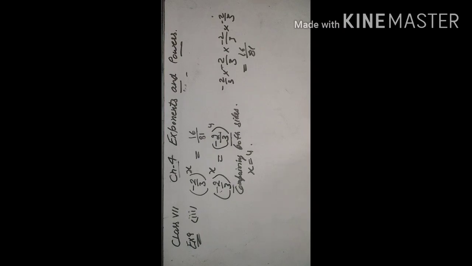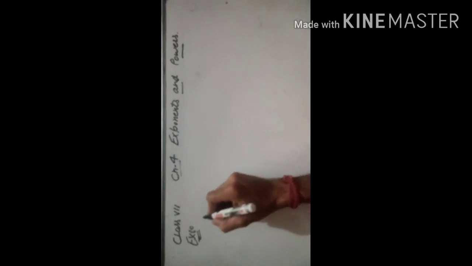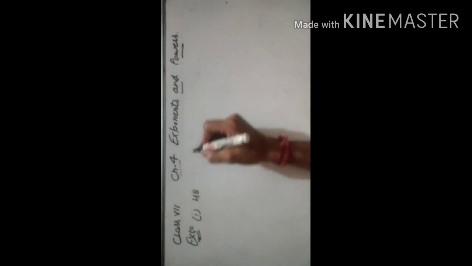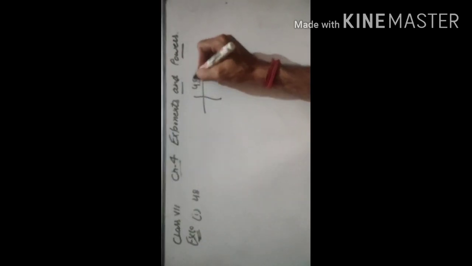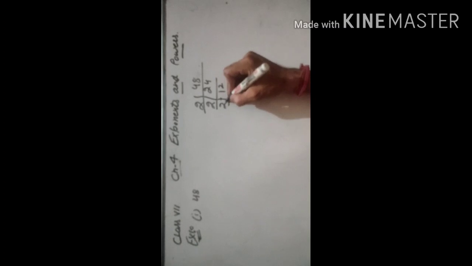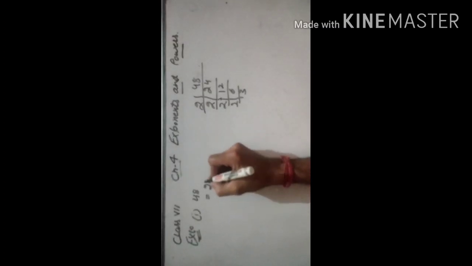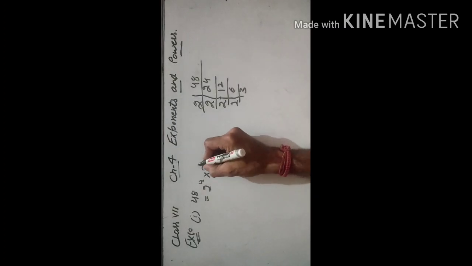Now example 10. Example 10 is write the prime factors of the following numbers in exponential form. First part is 48. Now prime factors of 48 is 2 to the 4, 2 4s are 8. So 48 is equal to 2 to the power 4 into 3 to the power 1.